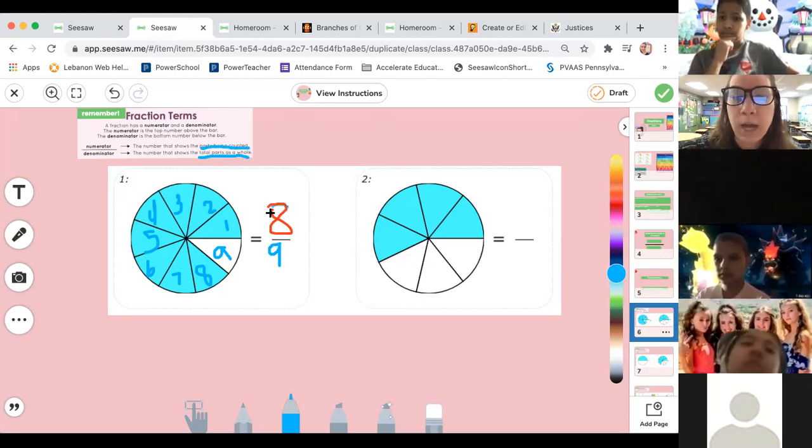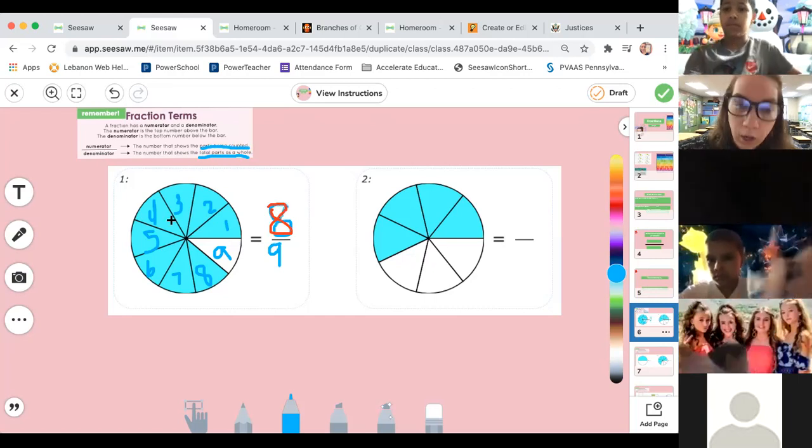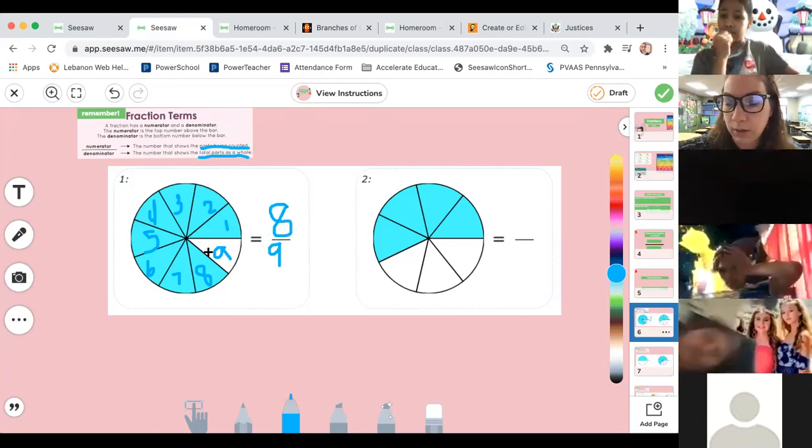But yes, 8 is going to go up top because that's the parts being counted. 8 are shaded. Okay, there are 8 being counted. Does that make sense?